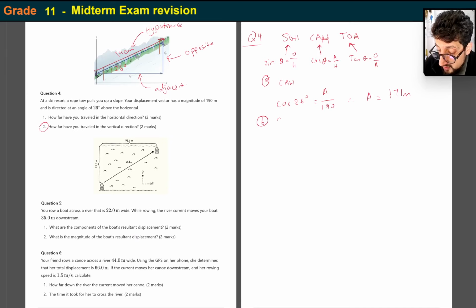Okay. Now for part B, we're looking to find the vertical distance, which is the opposite. So this time we're going to use sine. So sine 26 is equal to opposite over hypotenuse. Therefore, it's going to be over 190 once again.